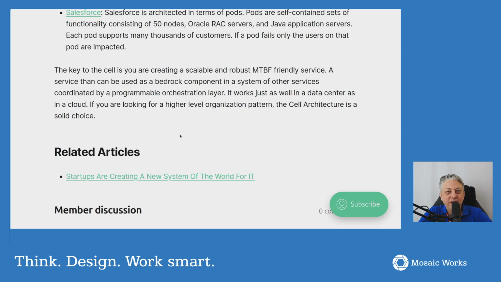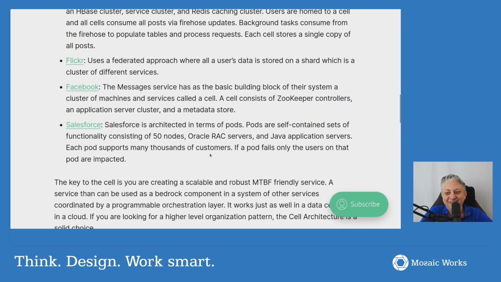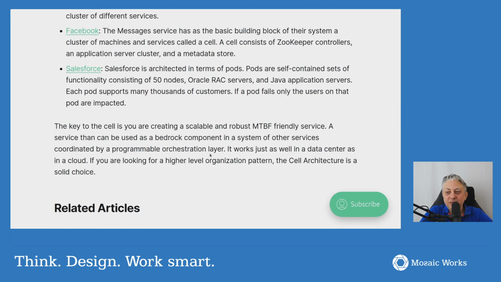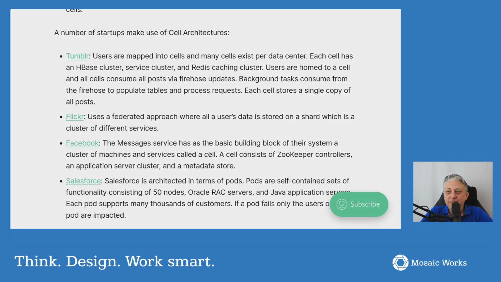And one nice thing about cells is that there's a higher probability that a single cell will fail than that the whole system would fail, right? So the mean time between failures in this case will tend to be higher, or at least not affect as many people. So this was the initial article, and let's see a little bit how these companies were using it.